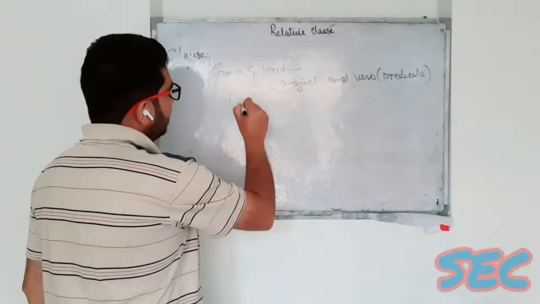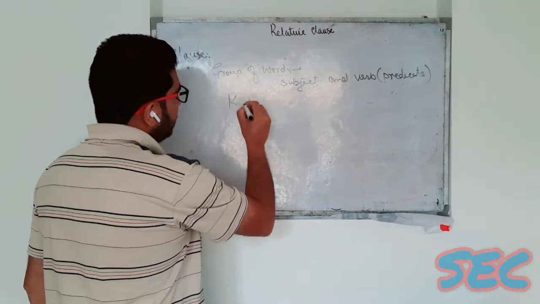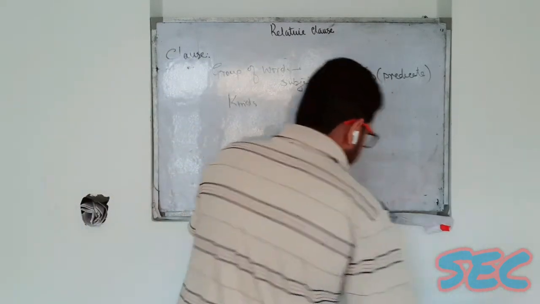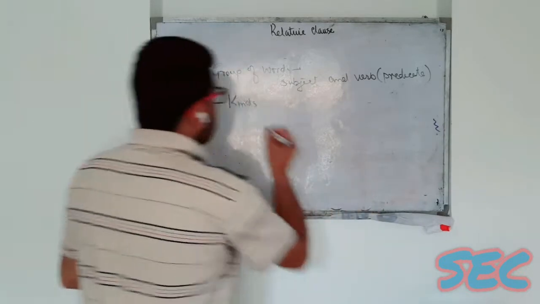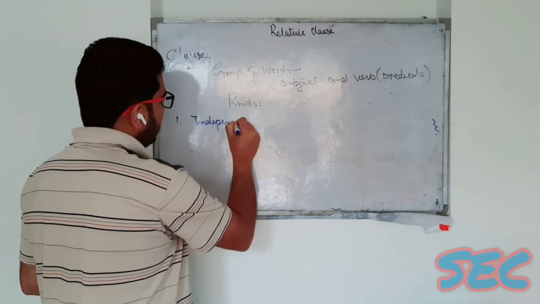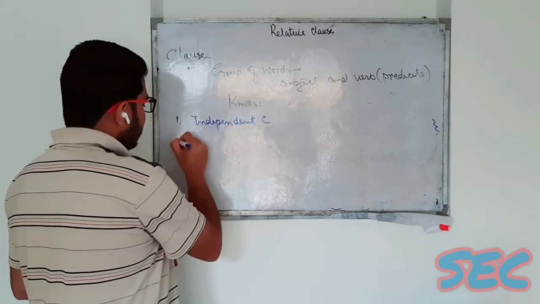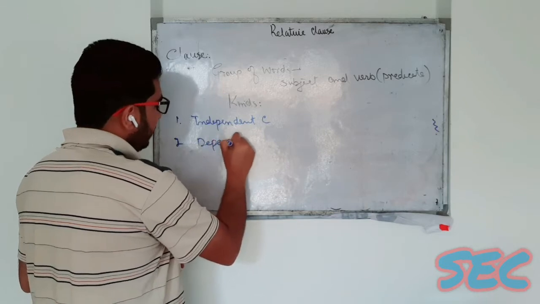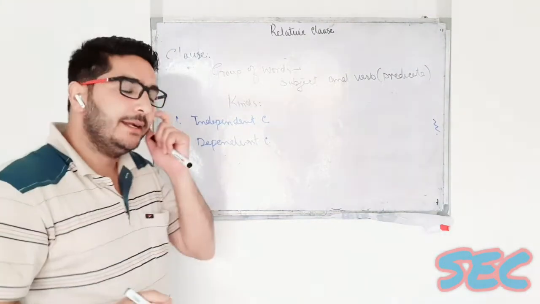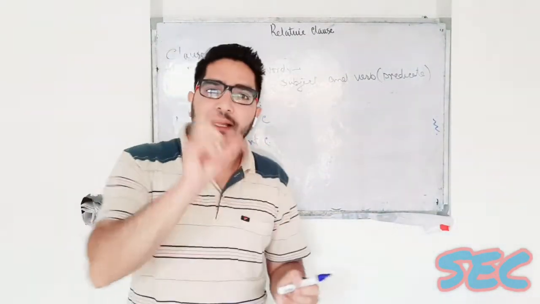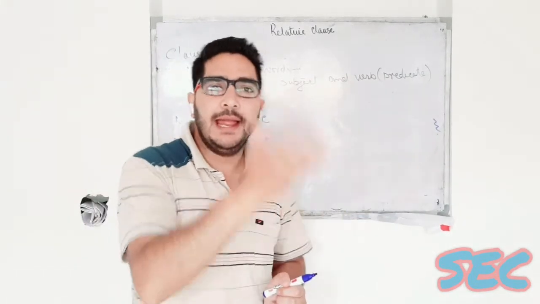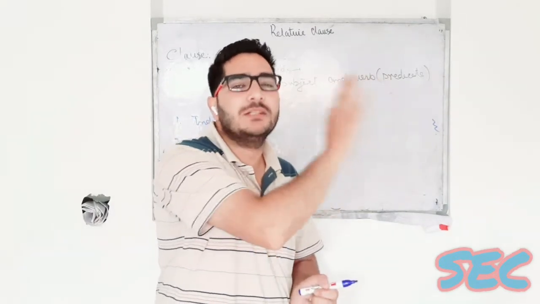Now we have kinds. We have 2 kinds: independent clauses and dependent clauses. Independent clause and dependent clause. See, an independent clause is that clause which has a subject, a predicate, and it also is a part of a sentence.